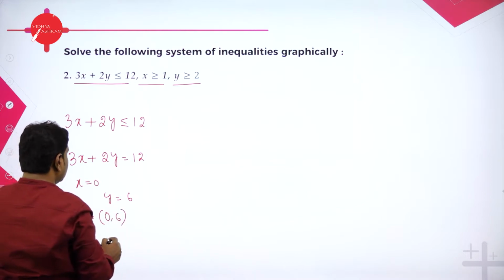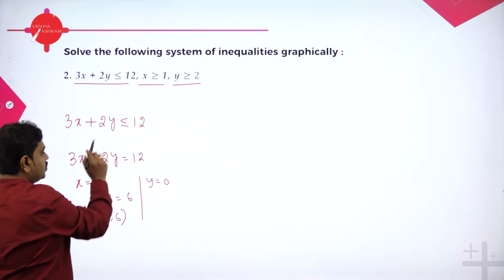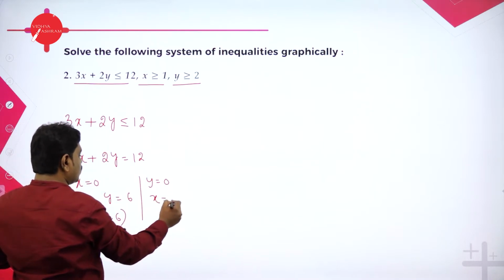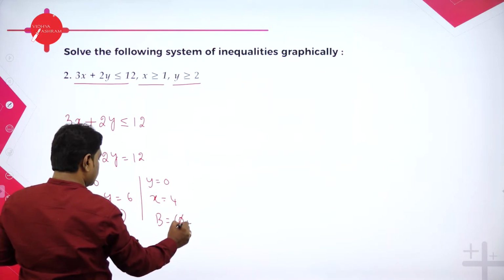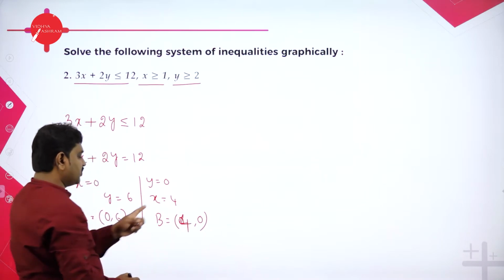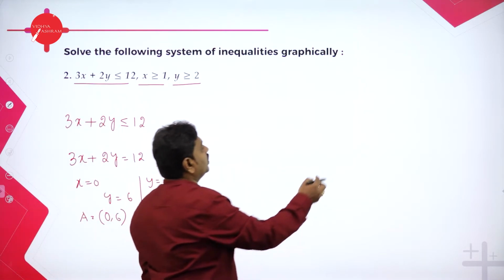This is a point on the y axis. Now put y = 0. If you put y = 0, this term is gone. So 3x = 12, x is 12 by 3, x is 4. So B is (4, 0). Always write x comma y, first you should write x. We got 2 points, 1 point on the y axis, 1 point on the x axis.